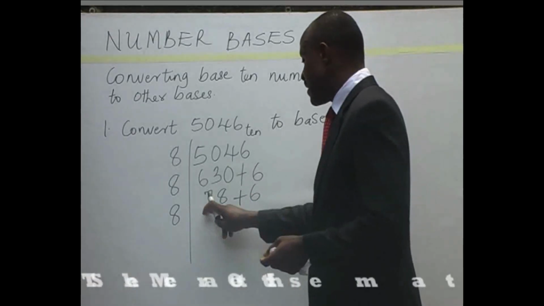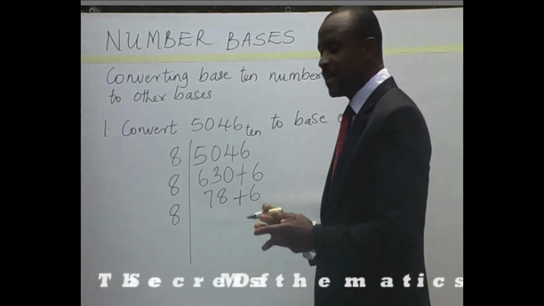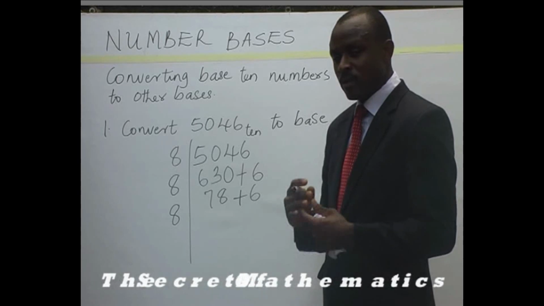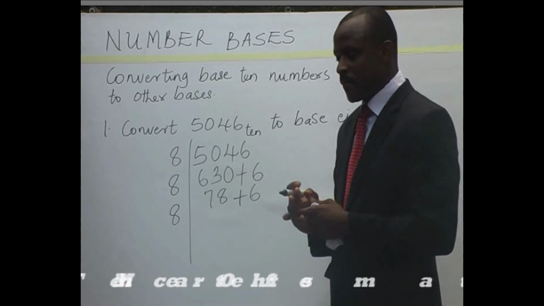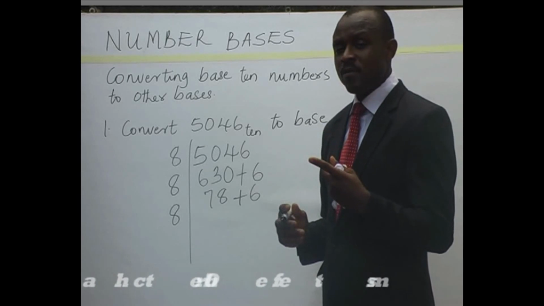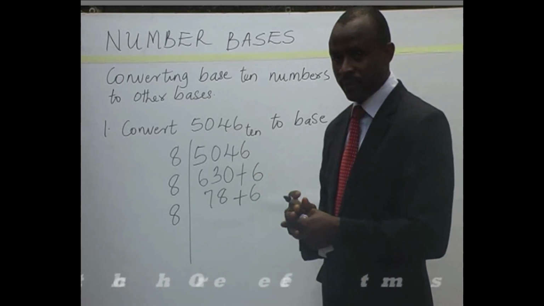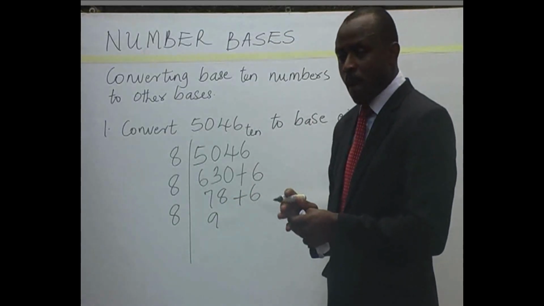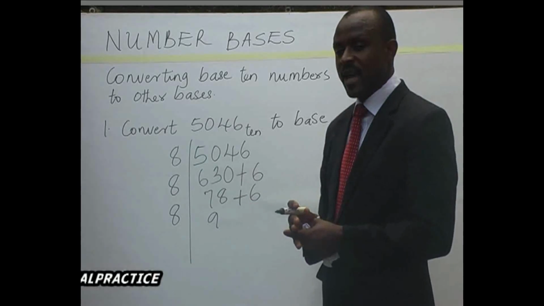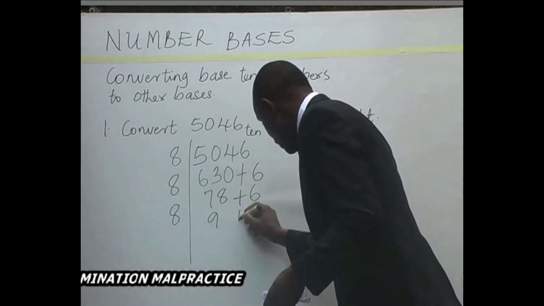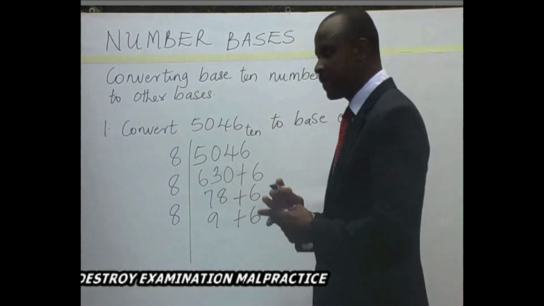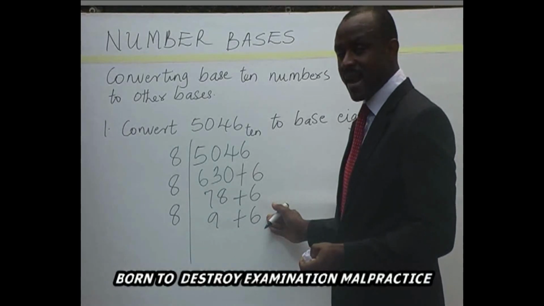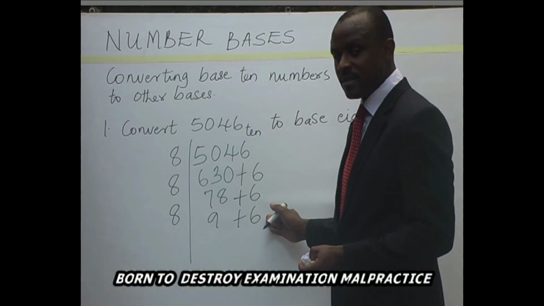How many 8 is inside 7? That is none. How many 8 is inside 78? 8 times 8 is 64. I'm just taking it in bits so that you understand. Then after 64, if you add another 8, you have 72. That means 9 pieces of 8. If you remove 72 from 78, 6 will remain. So we have plus 6. You can see how I am taking my remainders in this sequence.